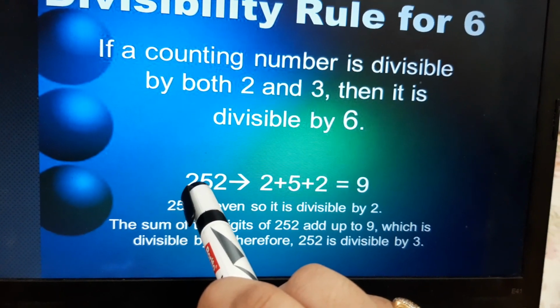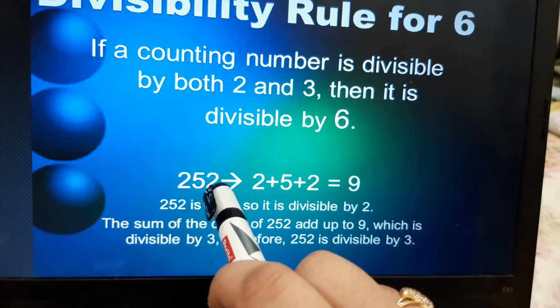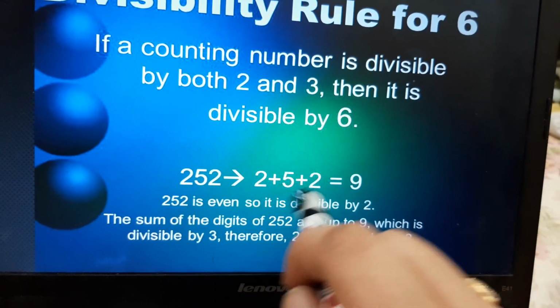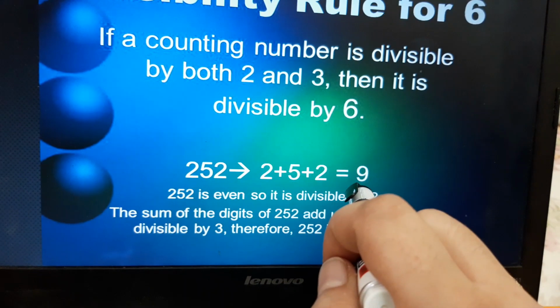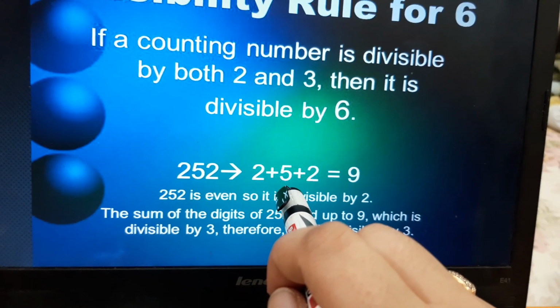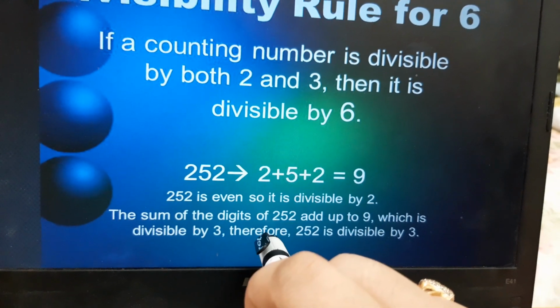Divisibility rule for 3 was we will add all the digits and if the sum is divisible by 3 then the whole number is divisible by 3. Now 2 plus 5 plus 2, answer is 9. 9 is divisible by 3? Yes. So it means 252 is also divisible by 3. So 252 is divisible by both 2 and 3.